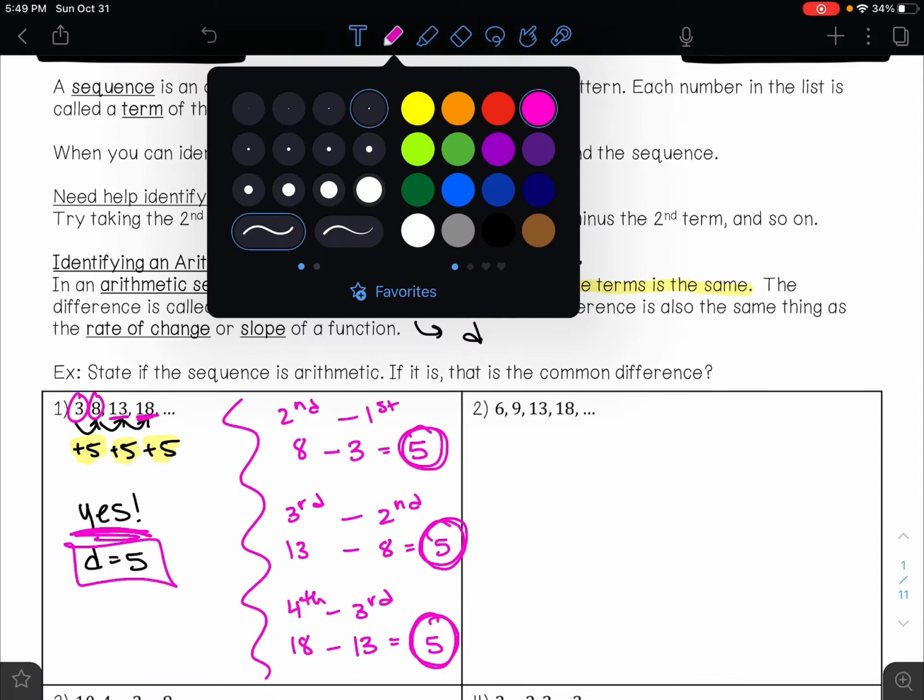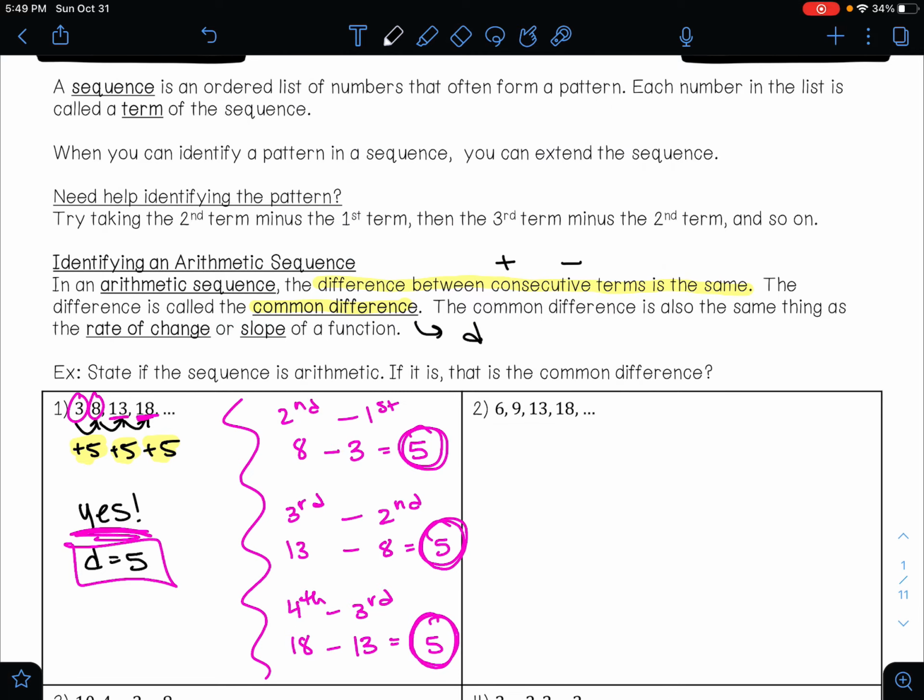Let's look at example 2. To go from 6 to 9, I add 3. To go from 9 to 13, I add 4. And to go from 13 to 18, I add 5. Did we add the same number every time? No. This is definitely a pattern. It's just not an arithmetic pattern. You always need to add or subtract the same number every time. So this is not arithmetic. If it's not arithmetic, then it doesn't have a common difference.